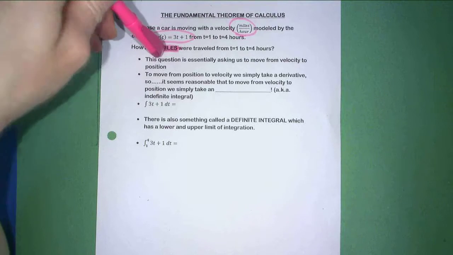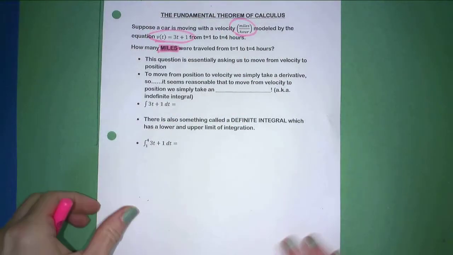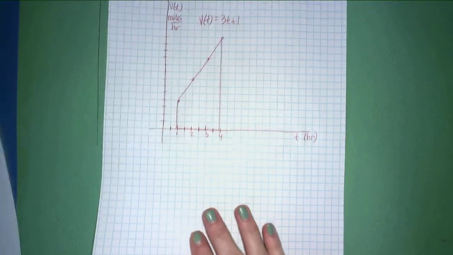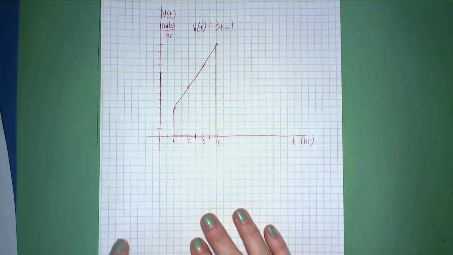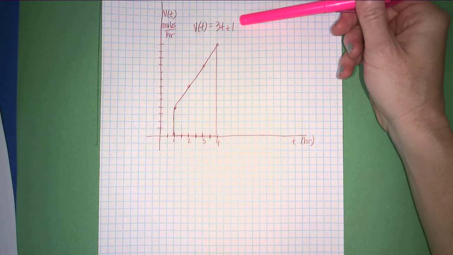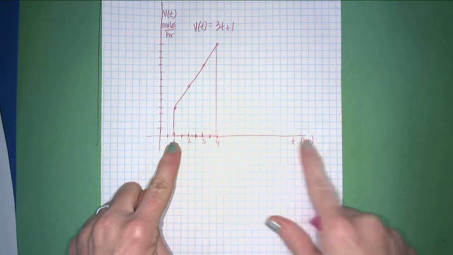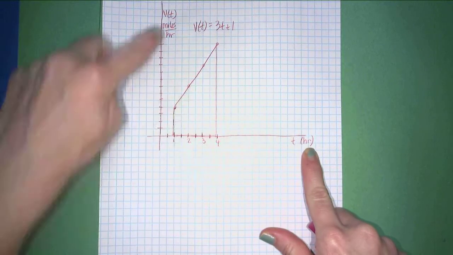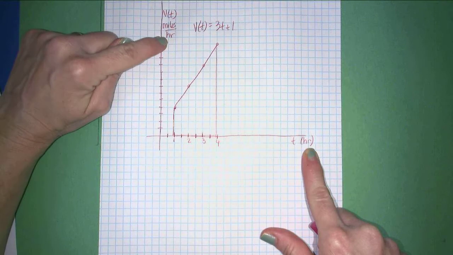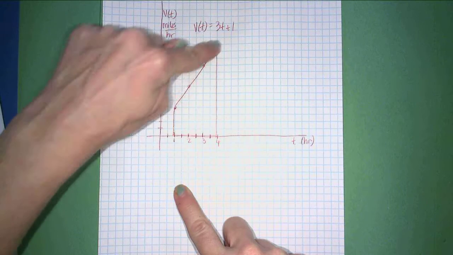So before I even start going through the rest of this, I actually want to show you this problem modeled on a graph. What I did here is I graphed the linear velocity function, 3t plus 1, from 1 to 4 hours. You can see my time is on the x-axis in hours. My velocity is on the y-axis in miles per hour, and I'm graphing the equation 3t plus 1. So this is the velocity graph from 1 to 4.